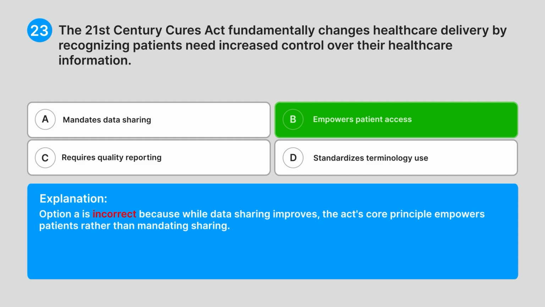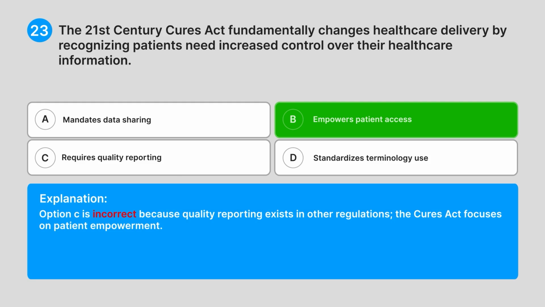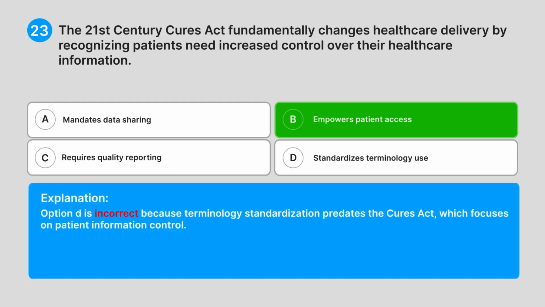Option A is incorrect because while data sharing improves, the Act's core principle empowers patients rather than mandating sharing. Option C is incorrect because quality reporting exists in other regulations. The Cures Act focuses on patient empowerment. Option D is incorrect because terminology standardization predates the Cures Act, which focuses on patient information control.